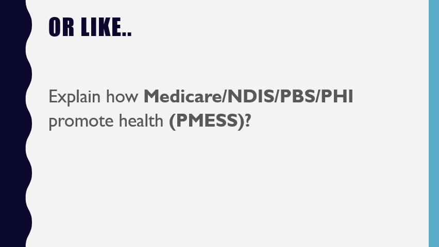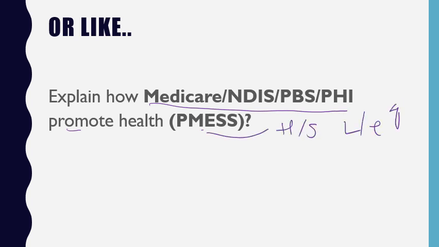Alright, so questions can be like this. They can say, explain how any of them promote health. Okay, that's PEMSIS, or like I just said, health status. In particular, improving life expectancy, or you can talk about mortality or morbidity or burden of disease. Okay, and so Medicare, it says explain, so that's your task word. So you probably want to say a little bit about Medicare, like it's Australia's universal health coverage scheme.